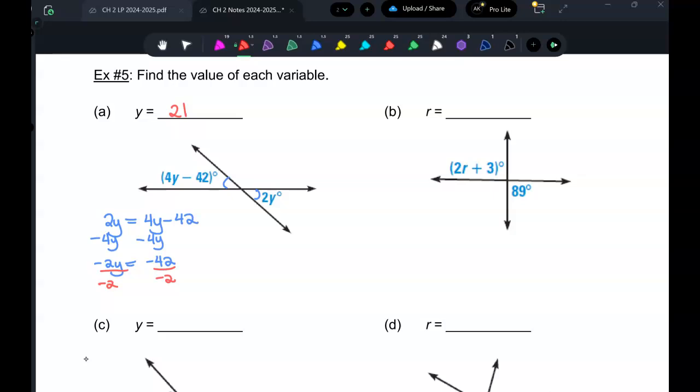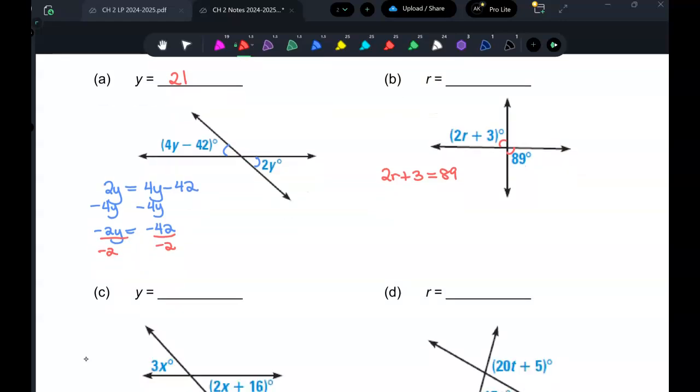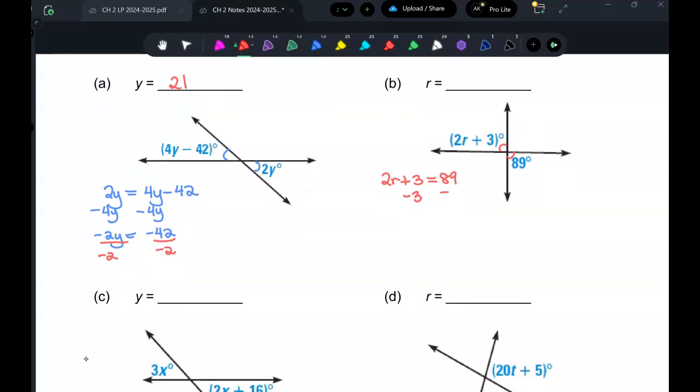Okay. All right, what do we do for B? So same thing, we're going to make these two, these are vertical angles. So I'm going to have 2r plus 3 equals 89. So subtract 3, we get 2r equals 86. We're going to divide both sides by 2. Who said that? Was that you, Minnie? Yeah, it's 43, good.